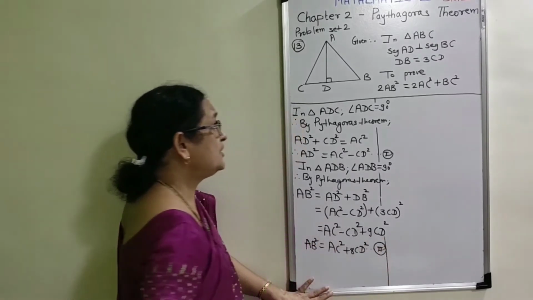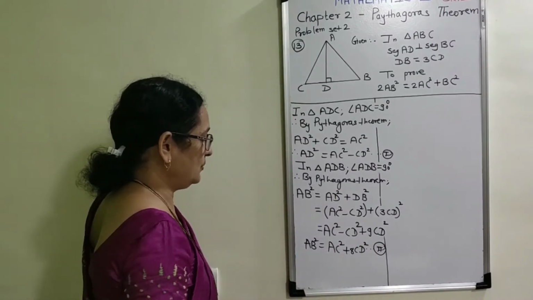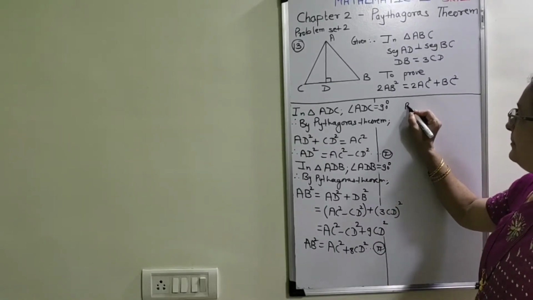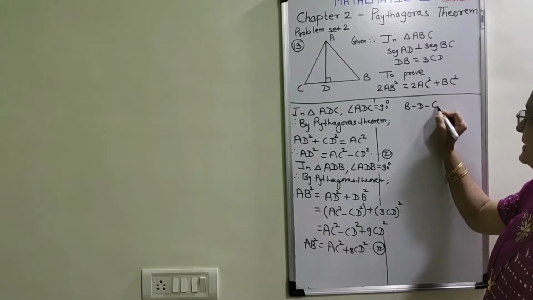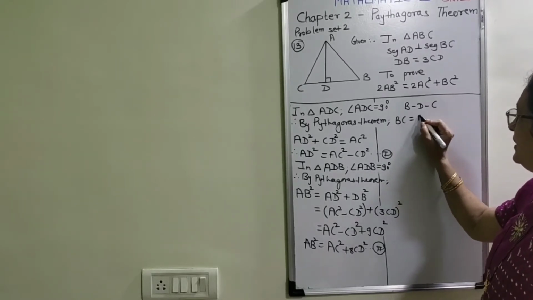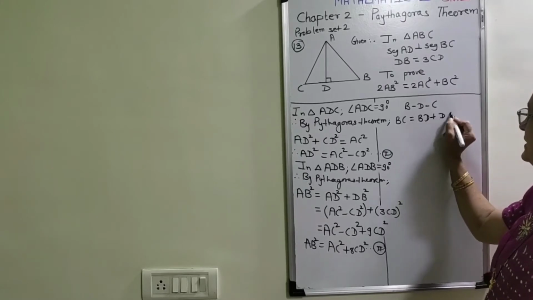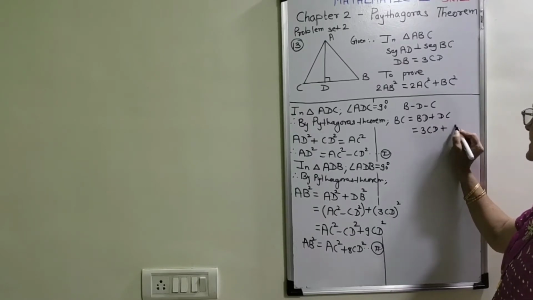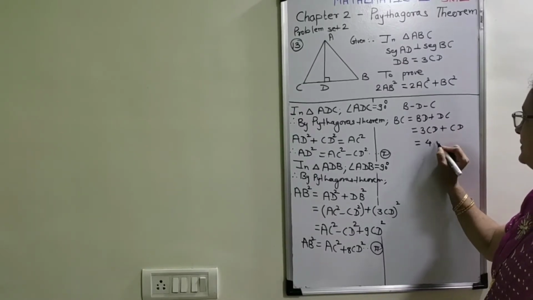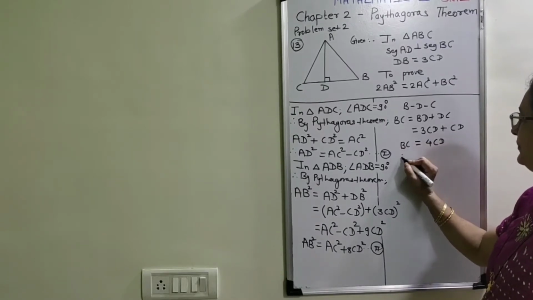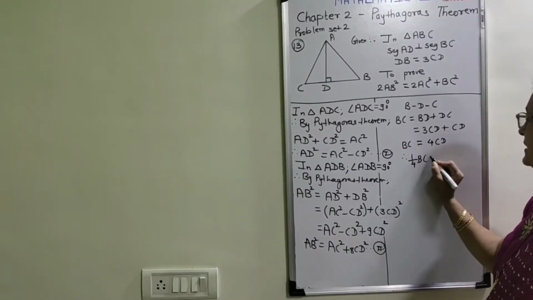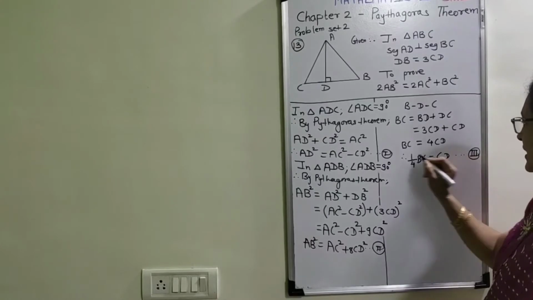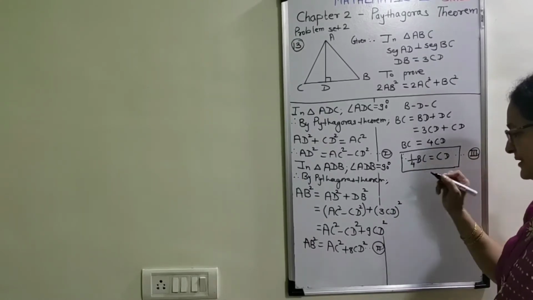Now, using the betweenness, I am going to find out value of CD, that is B-D-C. BC is equal to BD plus DC. BD is given as 3CD, and also DC I am going to write CD, that is equal to 4CD. Therefore, 1 upon 4 BC is equal to CD. This is my expression number 3. I am going to substitute this value in expression number 2.